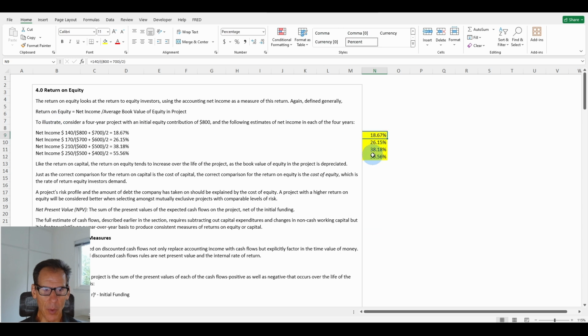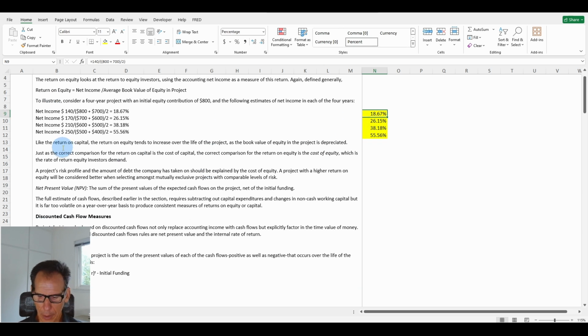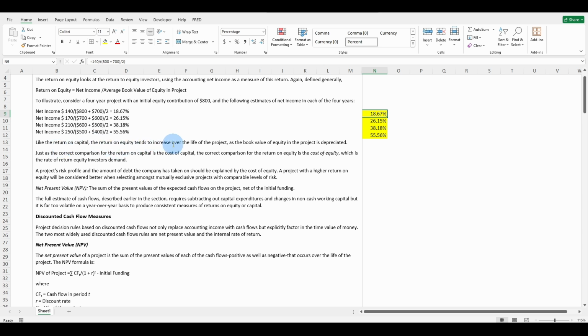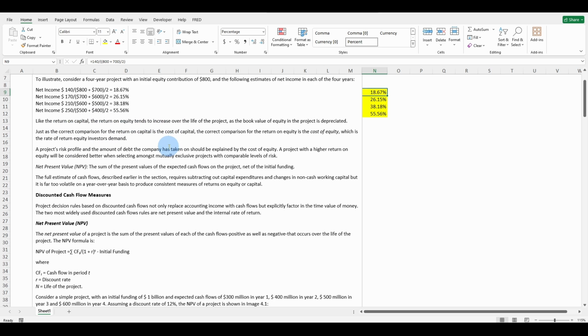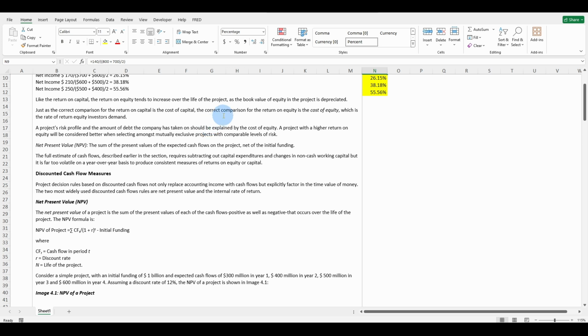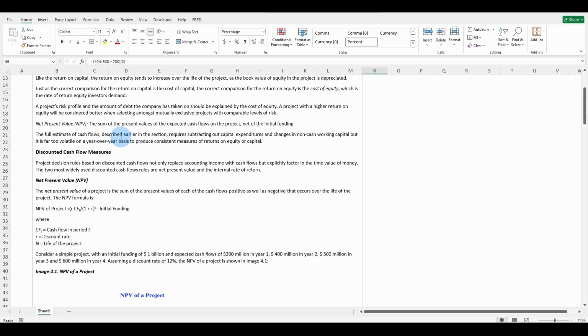That's pretty straightforward. Like the return on capital, return on equity tends to increase over the life of the project as the book value of equity in the project is depreciated. Just as the correct comparison for the return on capital is the cost of capital, the correct comparison for the return on equity is the cost of equity, which is the rate of return equity investors demand. A project's risk profile and the amount of debt the company has taken on should be explained by the cost of equity. A project with a higher return on equity will be considered better when selecting amongst mutually exclusive projects with comparable levels of risk.